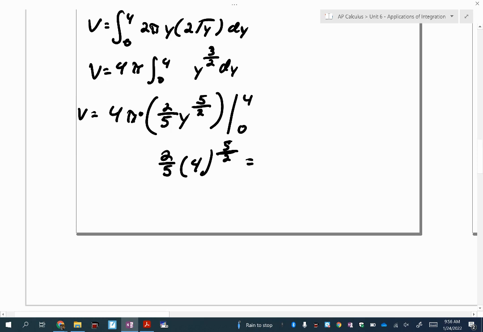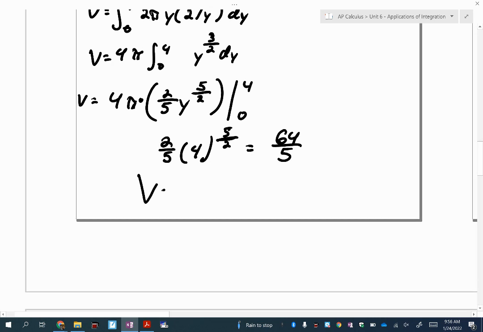So that's going to be the square root of 4 is 2. 2 to the 5th power is 32. 32 times 2 is 64/5. All right, but again, I'm not done. I got to multiply that by 4 to get 256 pi over 5 units cubed. Again, if you're like, whoa, how'd you do that? No worries. Just go to Desmos to find what that is as a number.